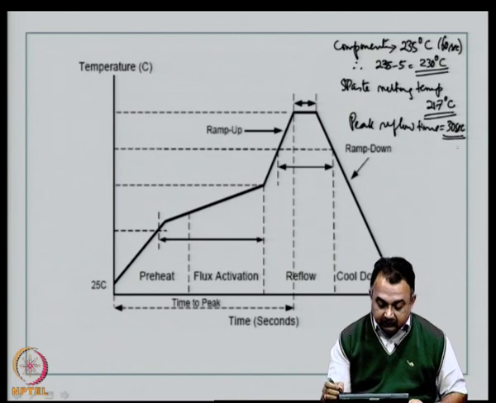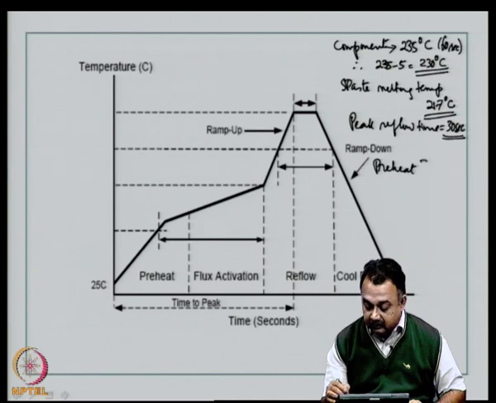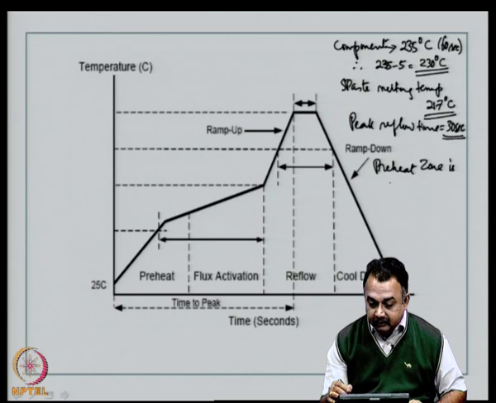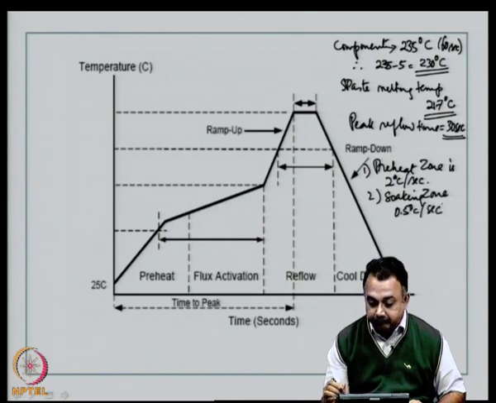Now, the other thing that you can consider is the ramp up rate in the preheat zone. For the preheat zone, typically we can choose 2 degrees centigrade per second, first thing. The second thing is the soaking zone or the activation zone. Here you can keep 0.5 degrees centigrade per second.